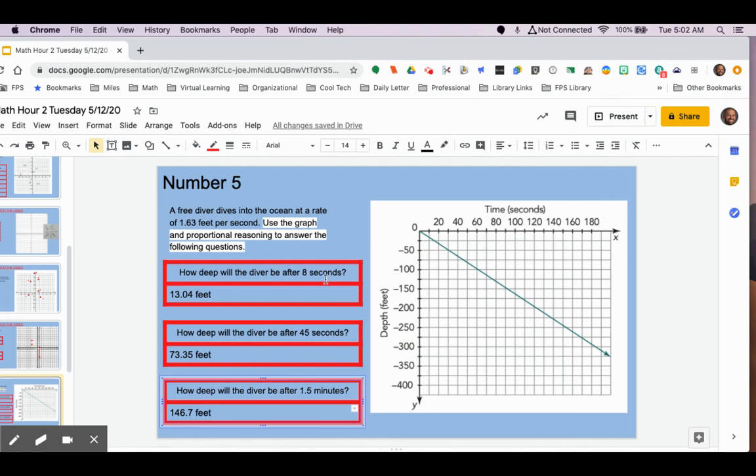So I set up a proportion, use my calculator to scale it up. Then I use the graph to see if my answer makes sense. If it doesn't, I type in the values again to see if I made a mistake.